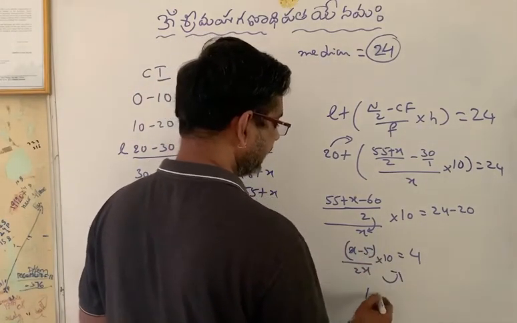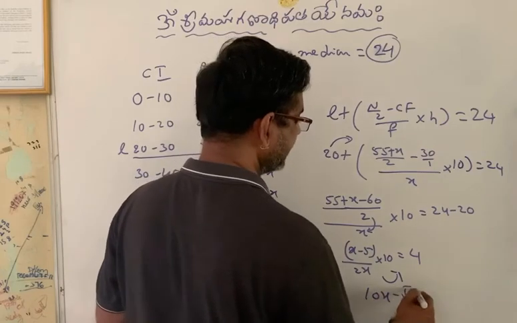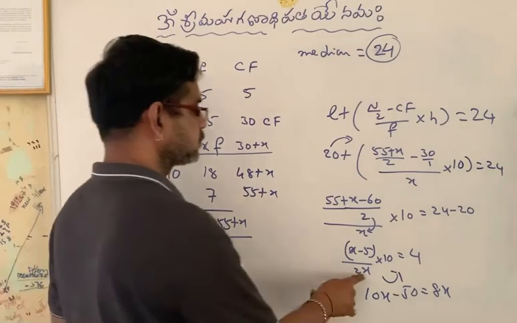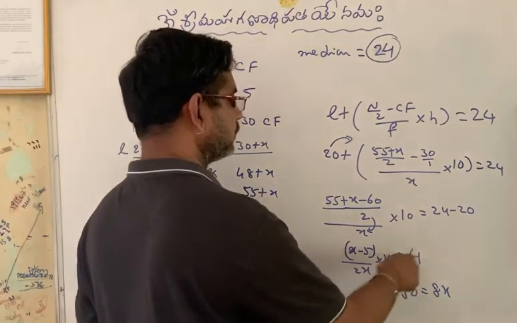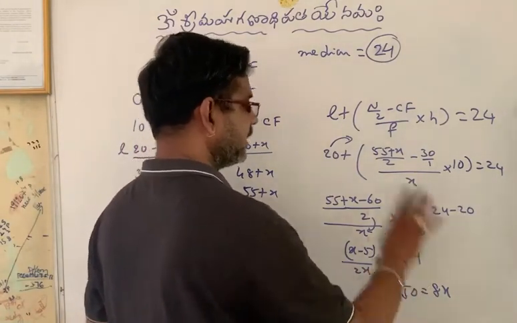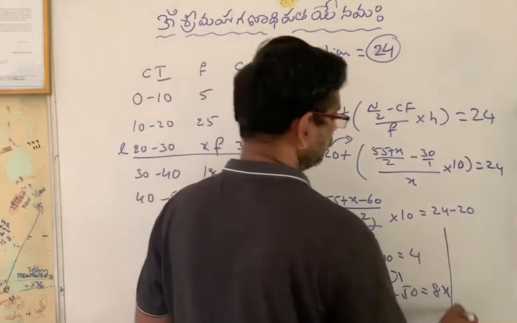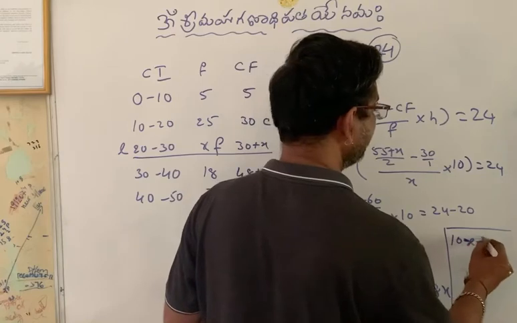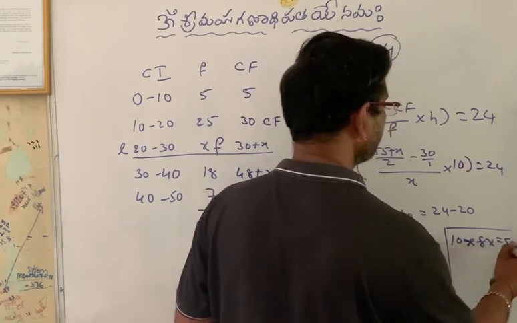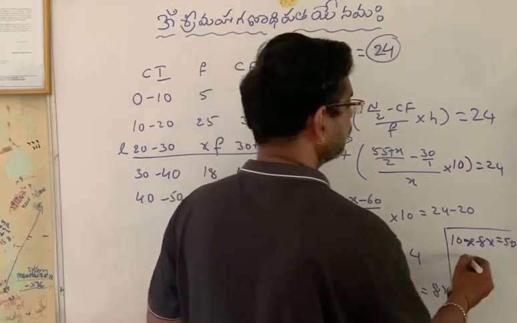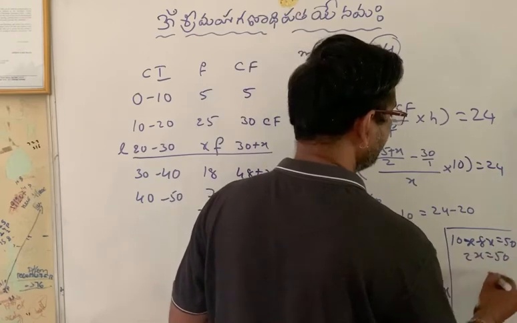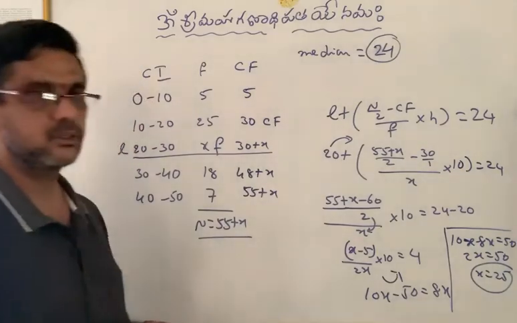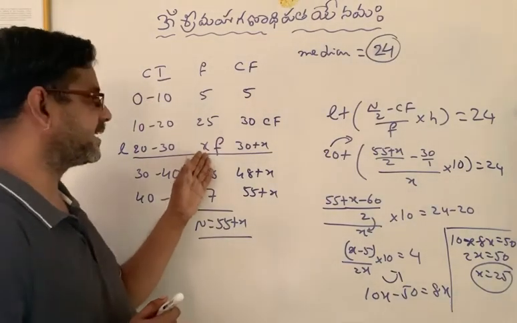What do we get? 10x minus 50 is equal to 8x. And these 2x go to that side, both will multiply together. So 2x into 4, 8x. So 10x minus 8x is equal to 50. Then 2x is equal to 50, x is equal to 25. So the missing frequency is 25.